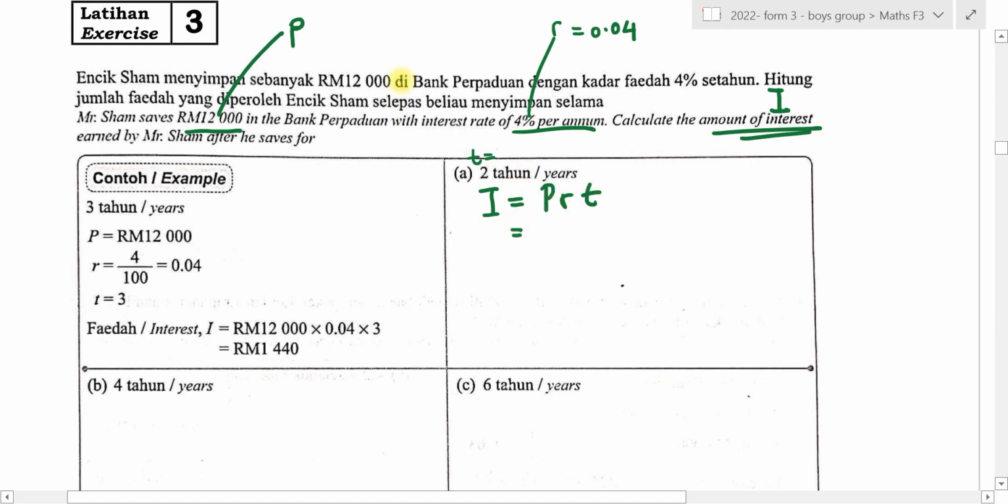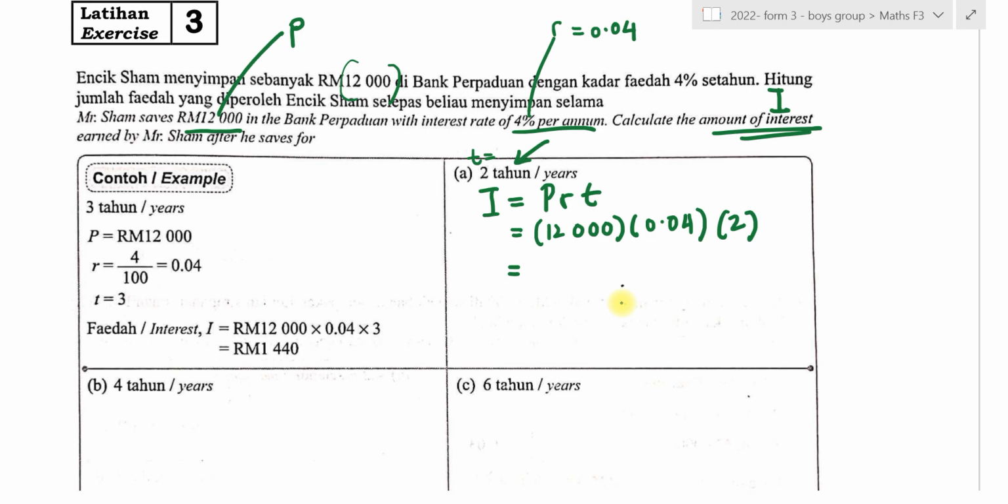So the P here is 12,000. Take the 12,000. And the interest rate is 0.04. And the time you want to invest is 2 years. So multiply by 2. Okay? Get your answer. They want interest only. So just calculate the interest. 960. Okay?